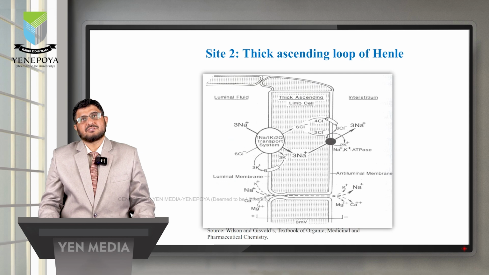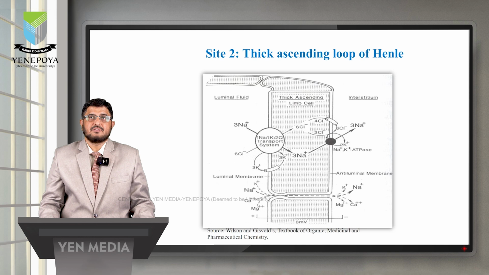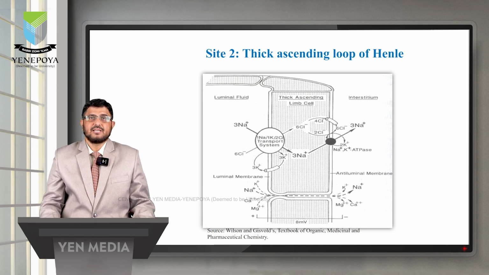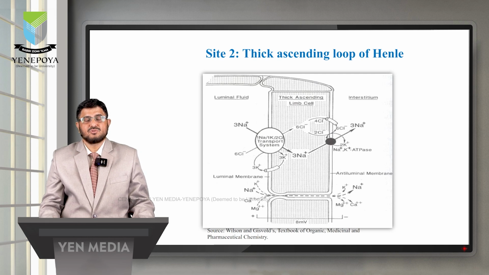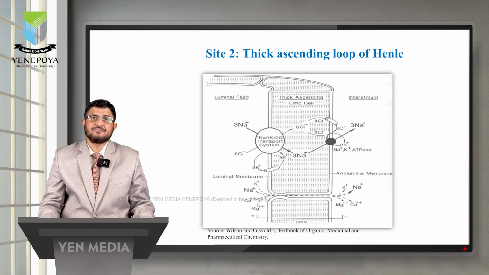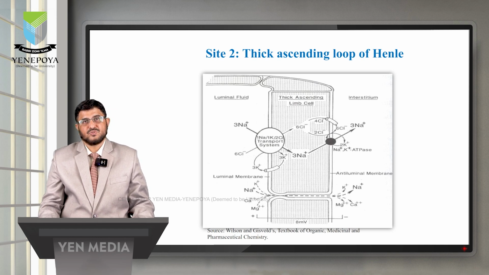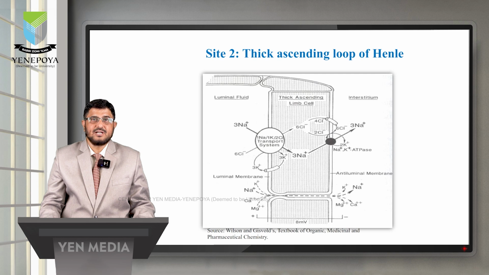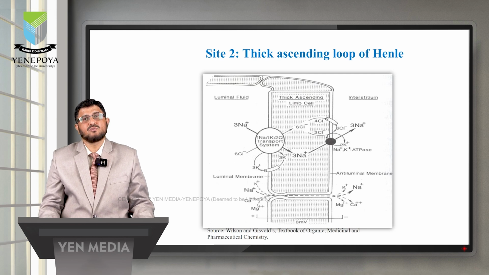Coming to the function of these drugs and the role of the nephron at the thick ascending loop of Henle. The tubular fluid passes from the proximal convoluted tubule to the thick ascending loop of Henle. When it reaches the thick ascending loop of Henle, what happens? There are different transporters present here. The sodium potassium 2 chloride transporter, or symporter, is present, which takes one sodium ion, one potassium ion and two chloride ions.